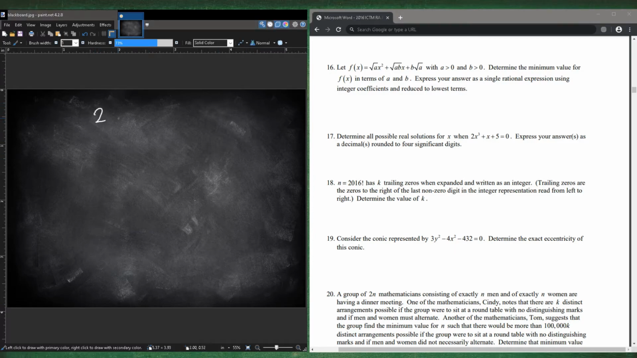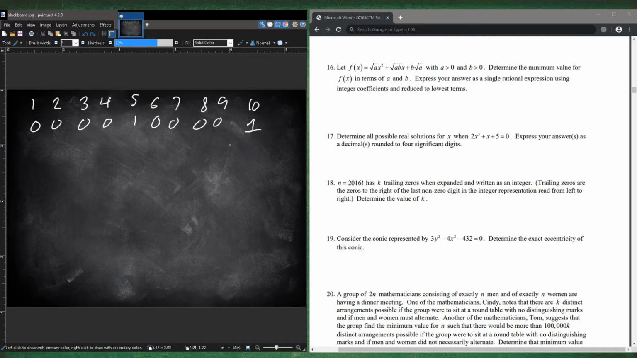So 2016 factorial, how many fives are in here? Well, let's list a bunch of numbers. 1, 2, 3, 4, 5, 6, 7, 8, 9, 10, right? So how many zeros in here? There's one zero here, and two zeros here. But if we're counting one zero every single time, and then there's another one here, so there's two here, right?